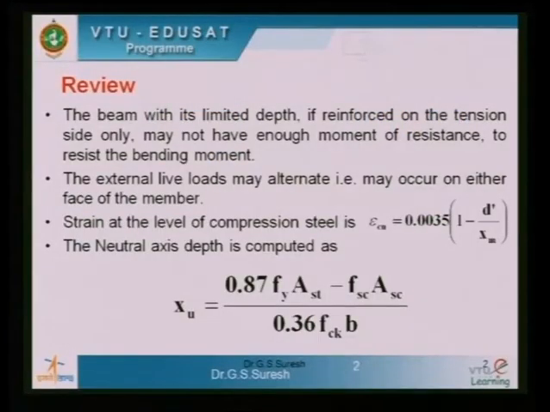10CV52. Yesterday, I had just introduced you to what is a flanged section, and before that, I had taught you about the doubly reinforced section. Let me review what I taught you. If the beam is restricted in its depth due to architectural or other reasons, we have to provide additional steel in the compression zone, because the singly reinforced section will not be able to withstand the applied moment. Because of this, we need to provide a doubly reinforced section.